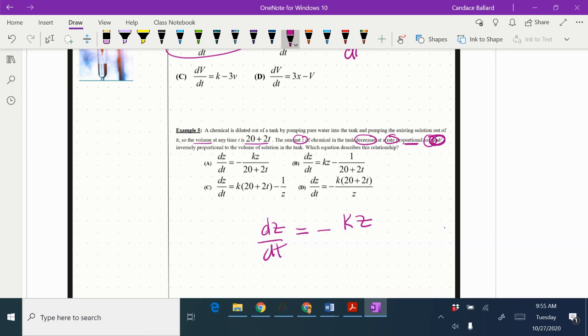But notice it says and inversely proportional to the volume of the solution. That's where this volume of the solution came in here, which means inversely means I have to divide by the volume of the solution. So it's looking like answer choice A.